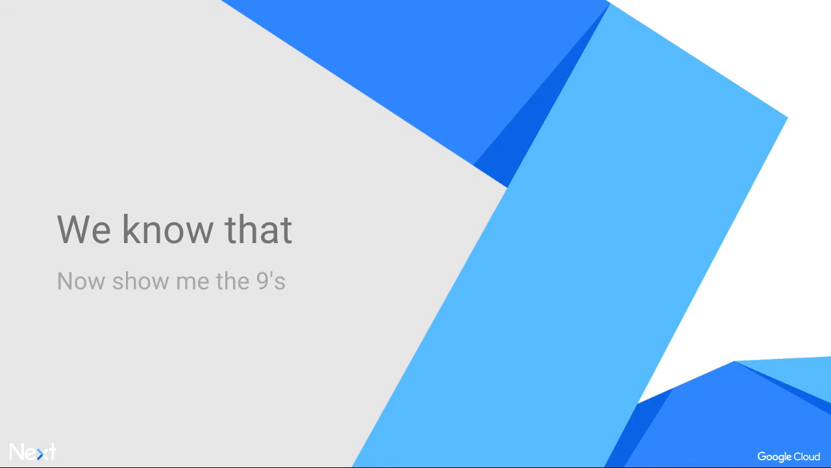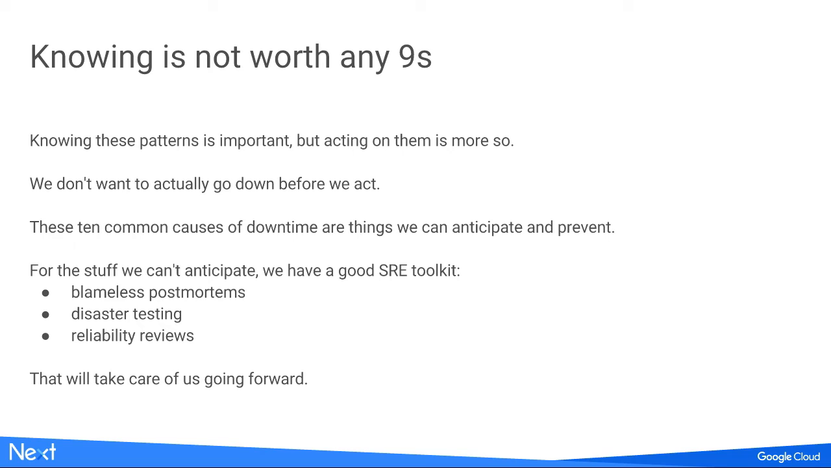All right, we made it. So we know all that stuff. A lot of it is not super rocket science, and a lot of it is stuff you've probably seen and heard before. But it really is important, and it bears repeating. So how do we actually get the 9s? Just knowing about the stuff is not worth it. It doesn't automatically give you 9s. You have to act on it.